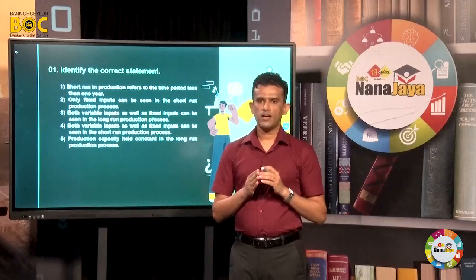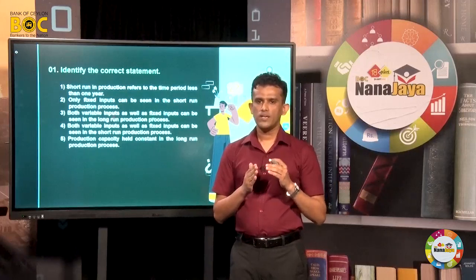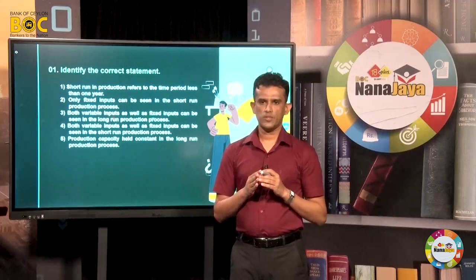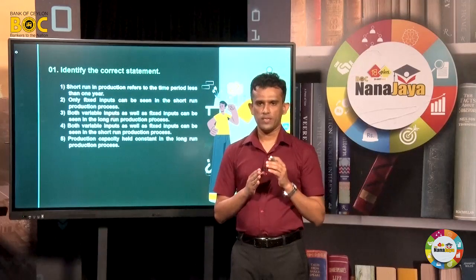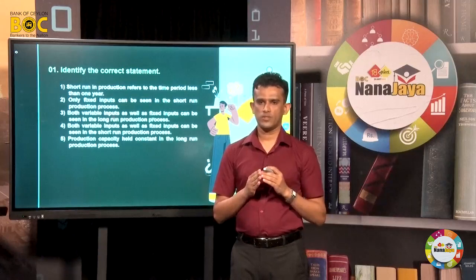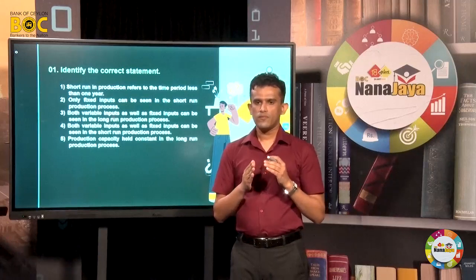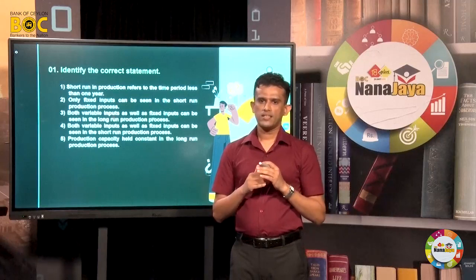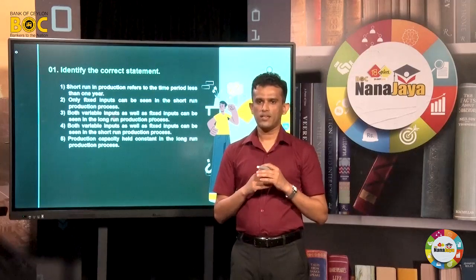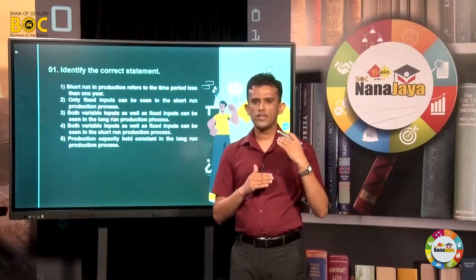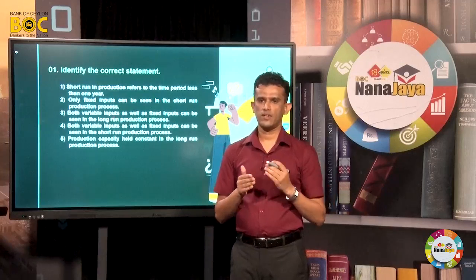Variable inputs are the inputs which depend upon the number of units produced. The requirement of variable inputs is 0 at the 0 level of production, and the variable input requirement gradually increases when the level of production goes up.